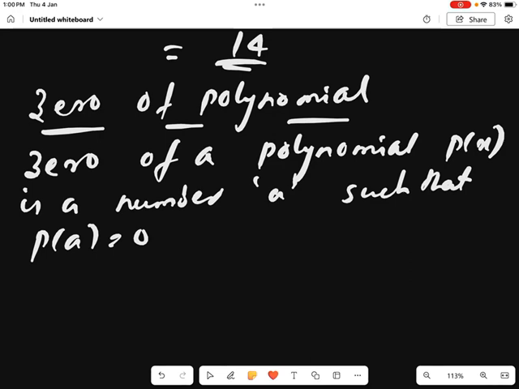That means p of x is a polynomial, right? Then put x is equal to a, the value of x is equal to a. Then we'll substitute the value of x in that polynomial. Then we'll get the value of the polynomial is equal to 0. Then it is called 0 of the polynomial.